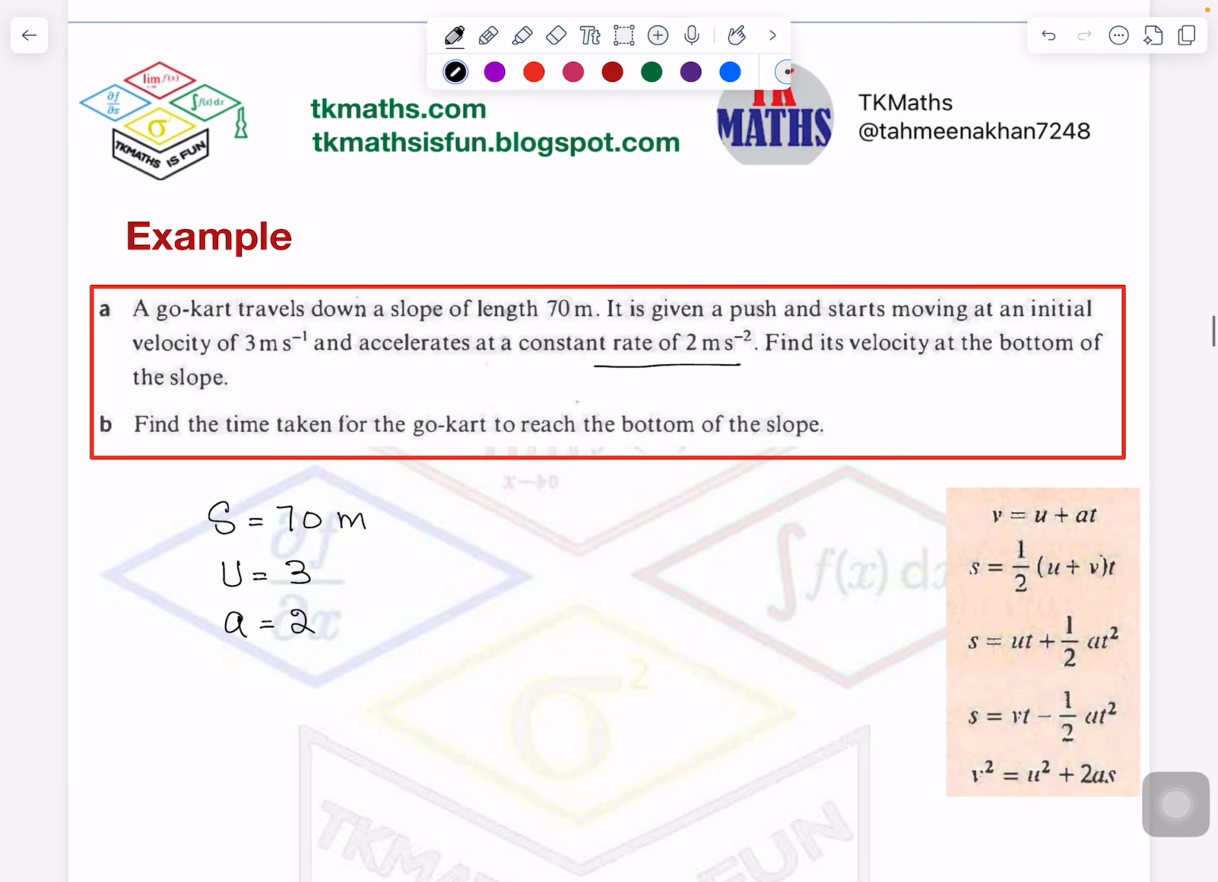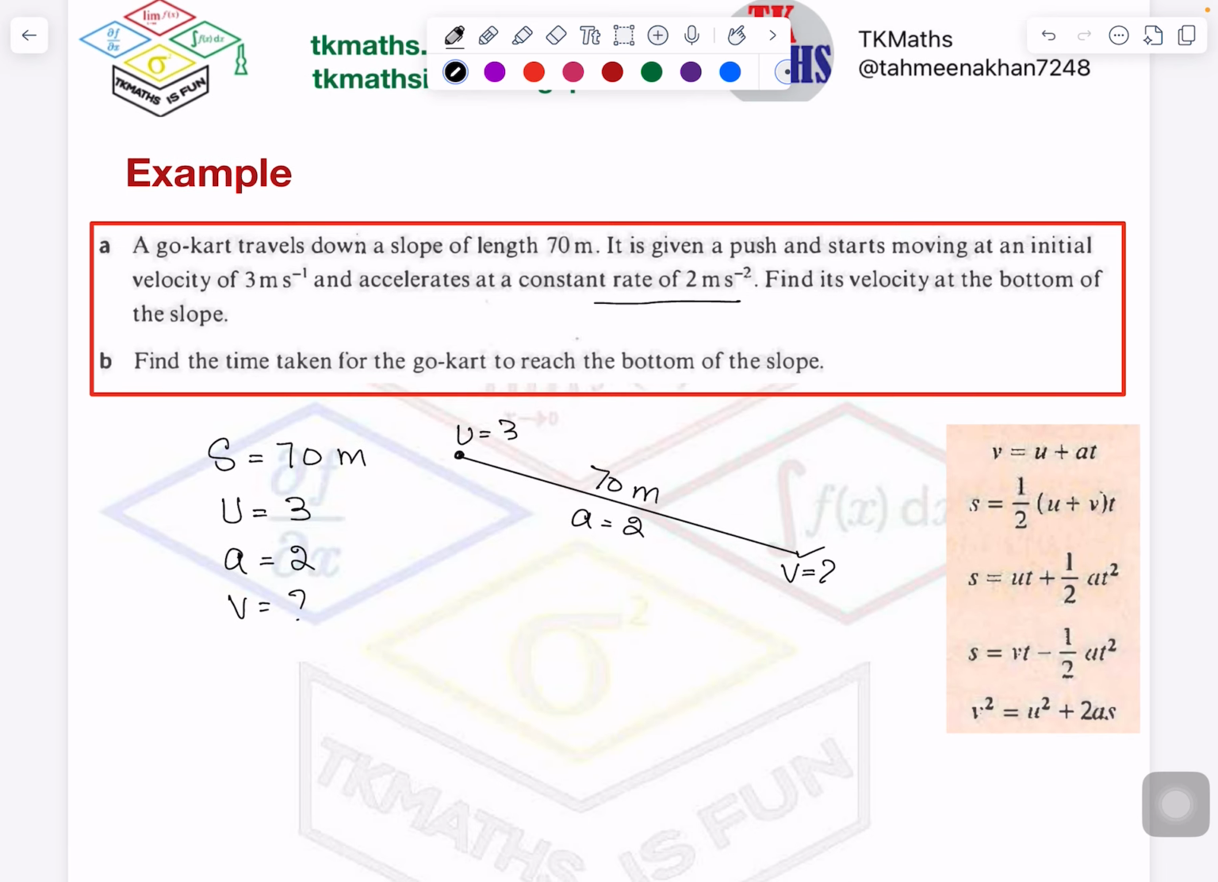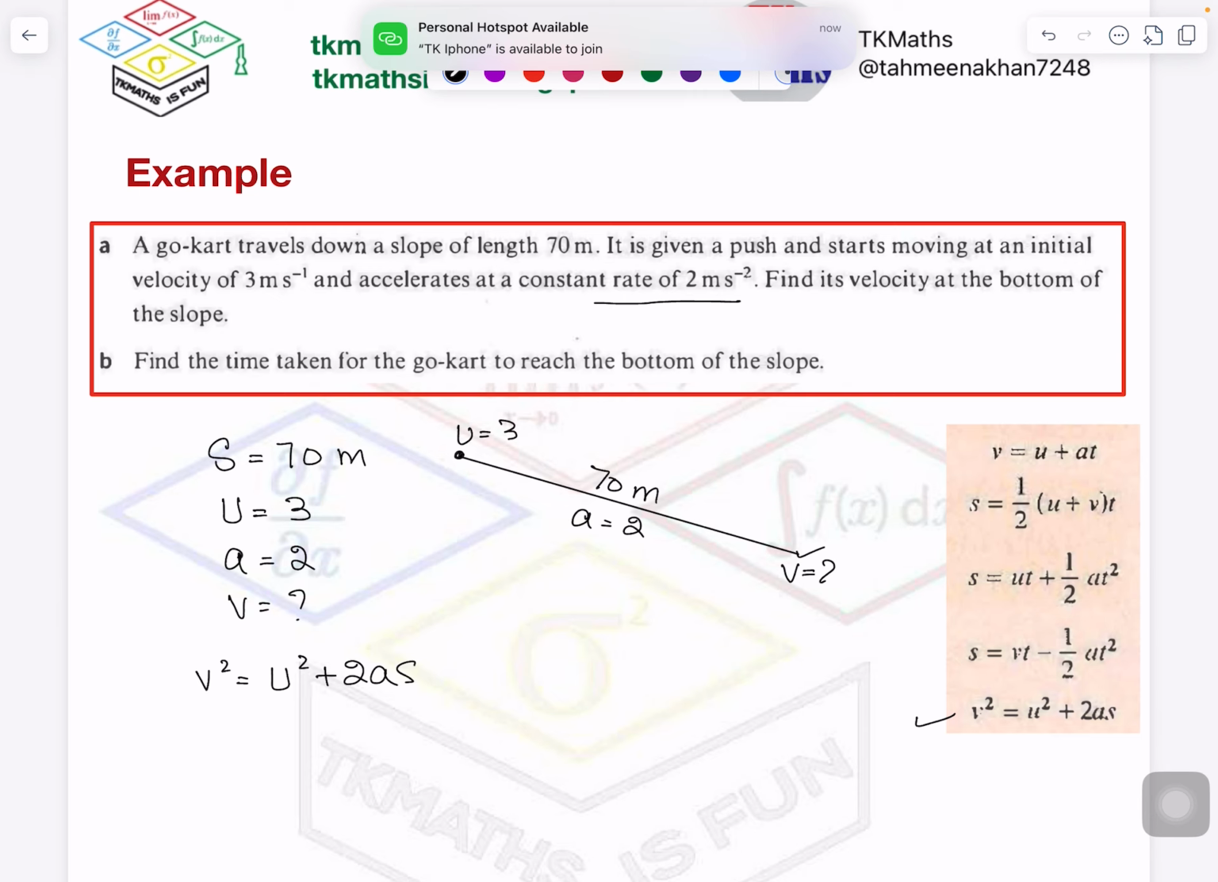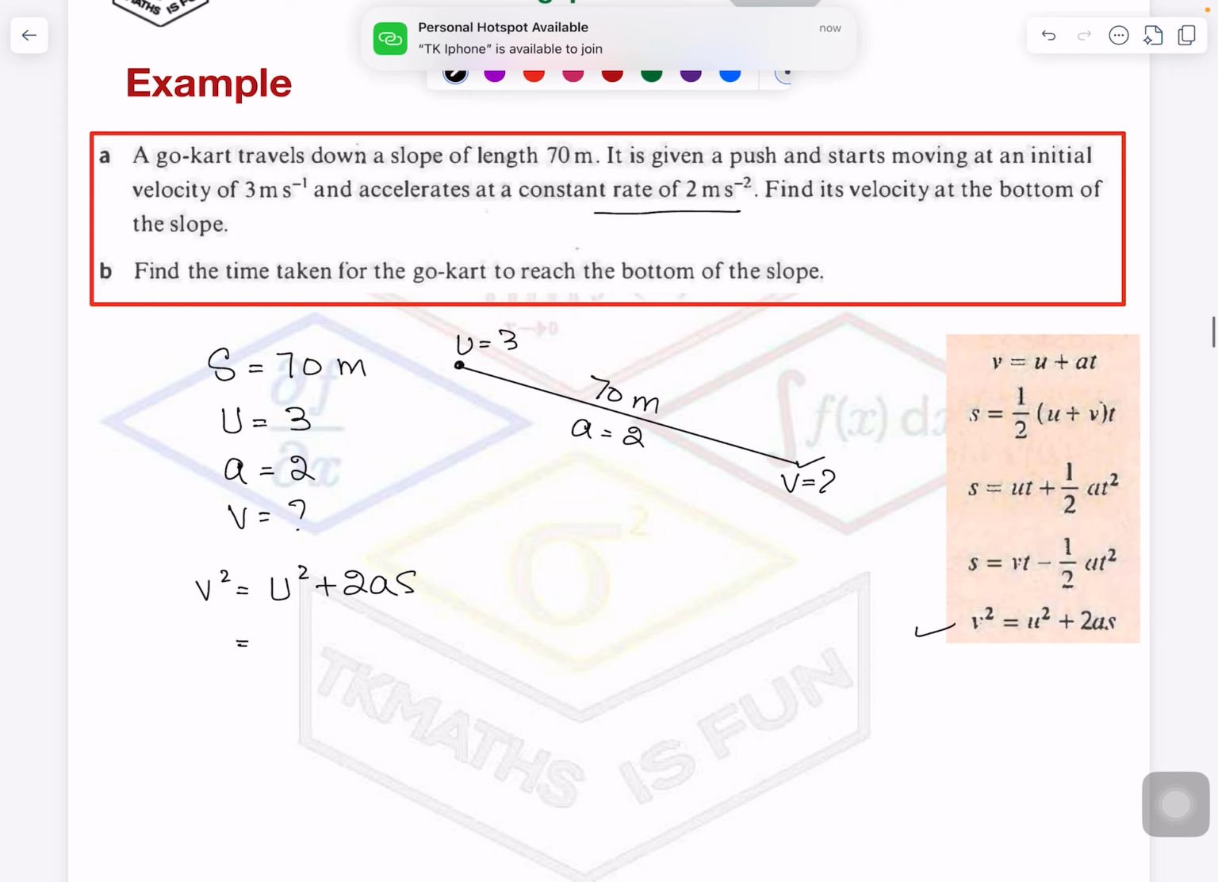Find its velocity at the bottom of the slope. So suppose the slope was something like this. It started, or was pushed, from here, and now you have to find out the velocity here. So this is what you have to find out. This is what is given. The displacement is 70 meters and acceleration is this. So which SUVAT equation will you use here? You have to see what information is given. Sometimes two can be used, so you see which is easy for you to use. So I am right now using the last one, which is v squared is equal to u squared plus 2as. After that, you just have to plug in the values and use the calculator.